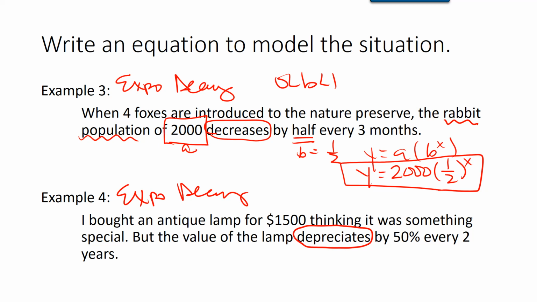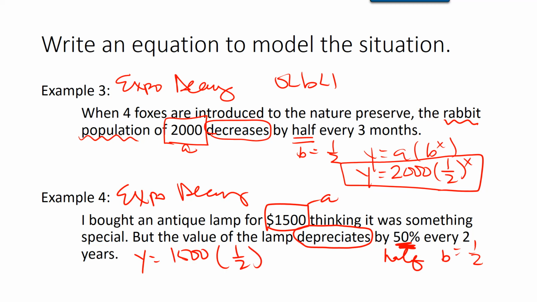That's our first read. Second read, I bought an antique lamp for $1,500. Well, there is my A value. That's how much I paid for that lamp. And it's nothing special because it's losing value. Okay, but the value of the lamp depreciates by 50%. Okay, so I did give you a percentage here today, but I gave you a nice percentage. 50% means that something is getting cut in half. Okay, it's a nice percentage. So that tells us our B value is 1/2. So when we write our problem, Y equals 1,500 times 1/2 to the X power. And there is our equation.